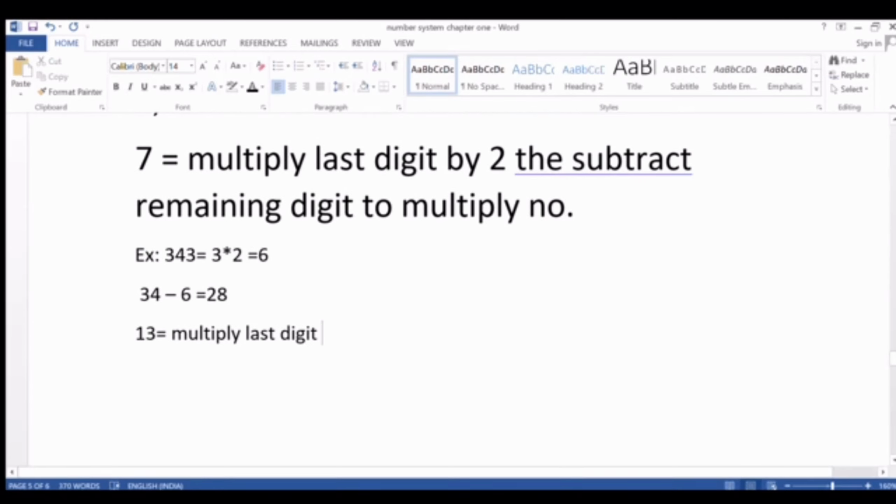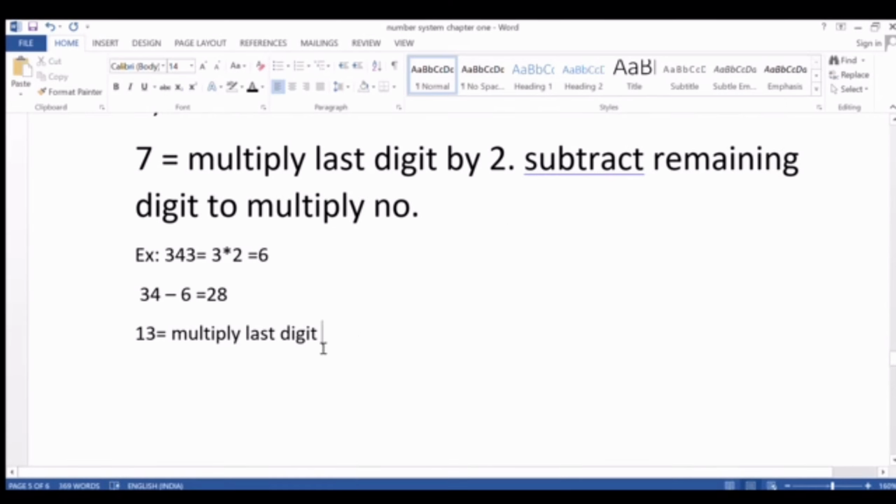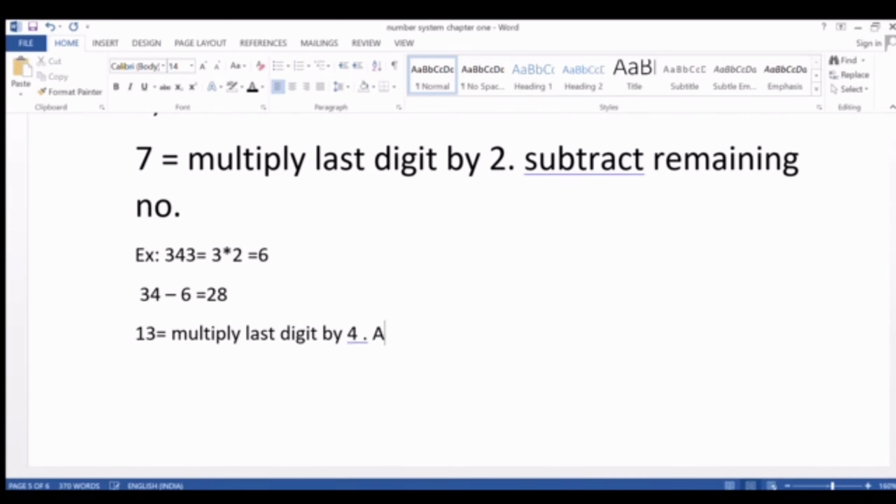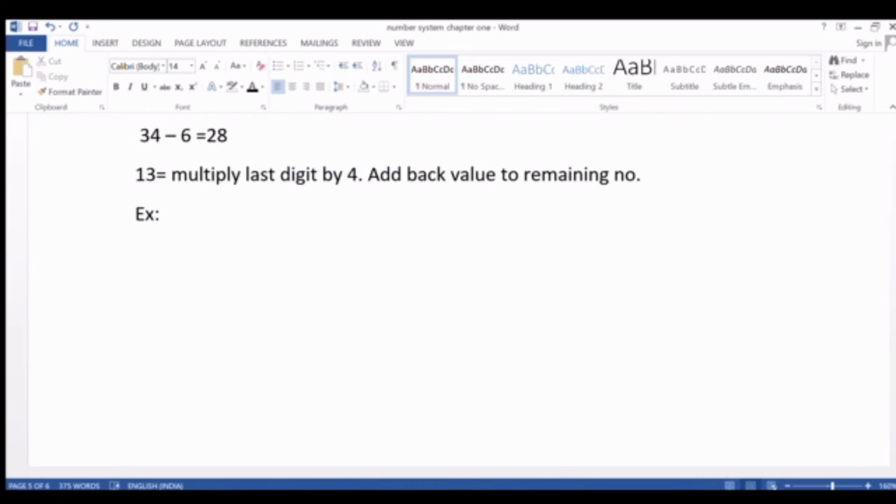And we will know the other number, 13. For 13, multiply the last digit by 4. If you multiply by 4, you will get some value. That value must be added to the remaining number. You will get some value, and that value must be divisible by 13. I hope you understand the 13 divisibility rule also.